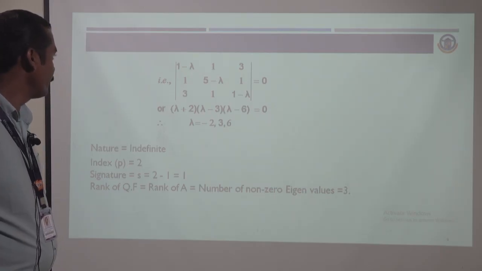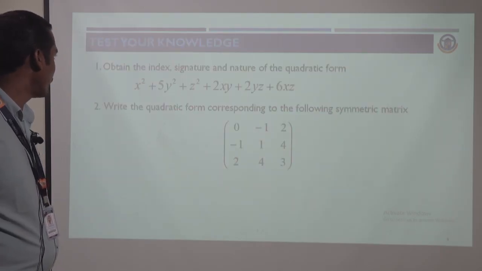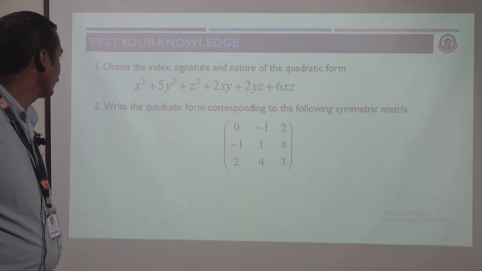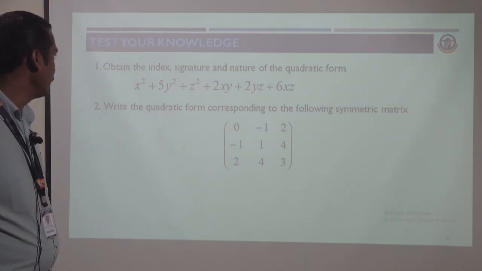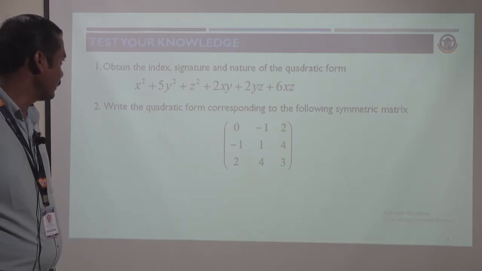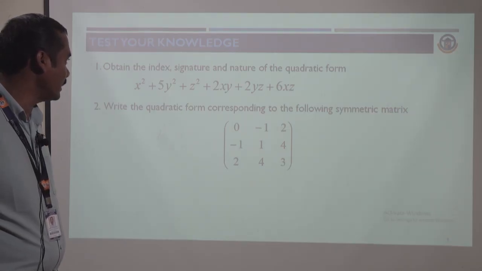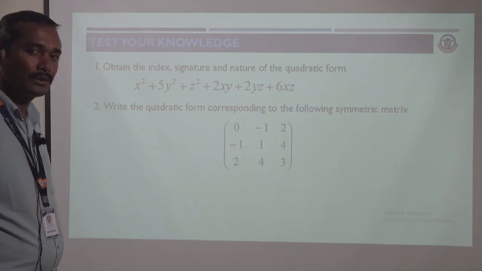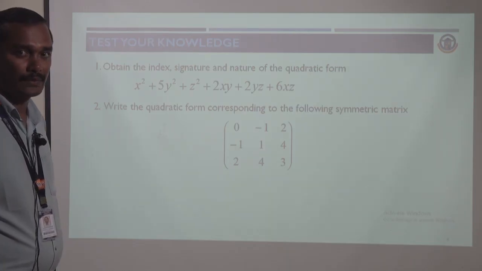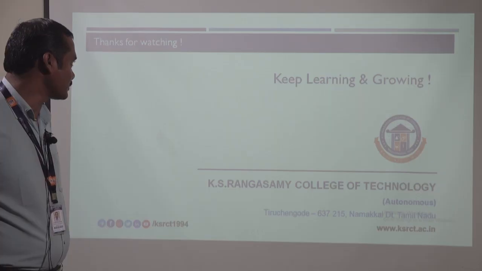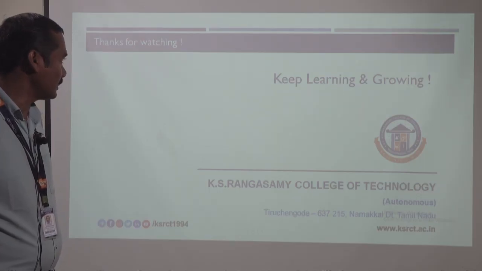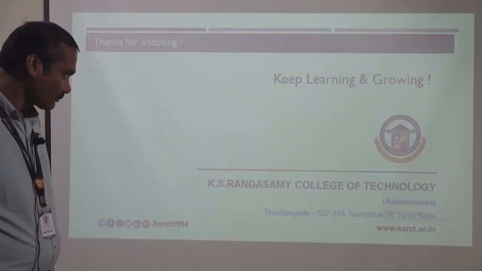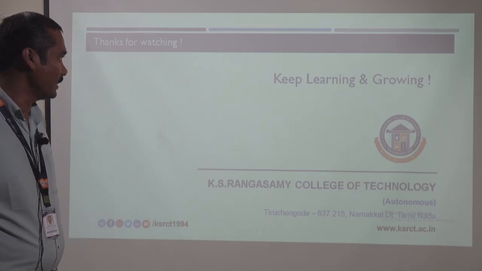Then some example problems are given. In the first problem, we have to find the index, signature, nature and rank of the quadratic form. And in the second one, we have to formulate the quadratic form corresponding to the given matrix. So these are the concepts of eigenvalues, quadratic form, nature, index, signature and so on.